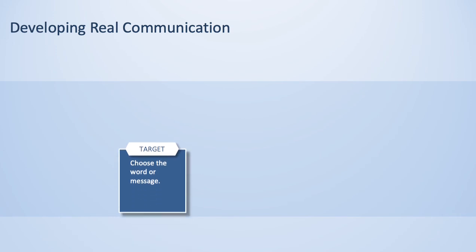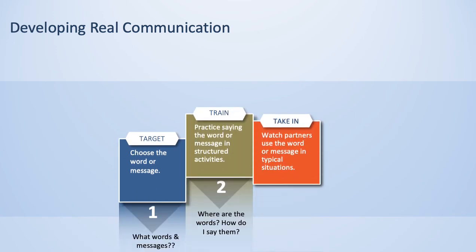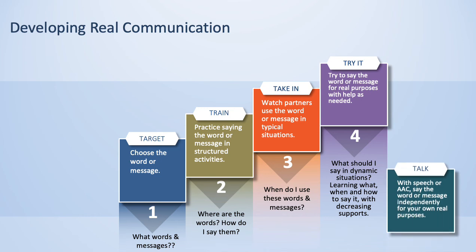So this is where the AAC 101 Steps to Learning program comes into play. The Steps to Learning program is our attempt to give our teachers, therapists, and families a specific sequence of activities with supporting materials in order to empower the team in moving their student from communicating through behaviors and facial expression to communicating autonomously, being able to say what they want to say, when they want to say it, to whomever they want to say it to. There are 5 steps to this sequence: target, train, take in, try it, and talk.